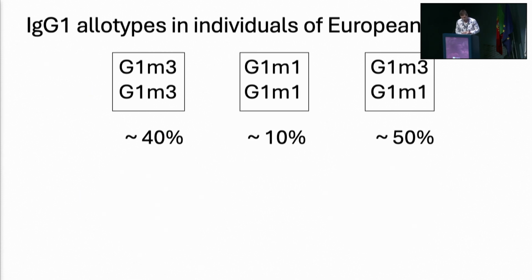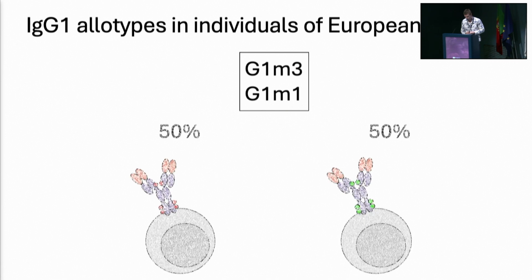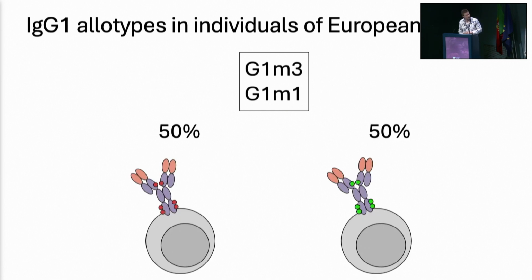So if you look at the approximate distribution of the IgG1 allotypes in individuals of European ancestry, around 40% will be homozygous for M3 alleles, around 10% will be homozygous for M1 alleles, and around 50% will be heterozygous for the M3 and M1 alleles. And due to the random allelic exclusion in the B cells, if we zoom in on the heterozygous individuals, they will in essence have two different IgG1 B cell populations, where one B cell population carries the M1 version of the receptor and the other B cell population carries the M3 version of the receptor.